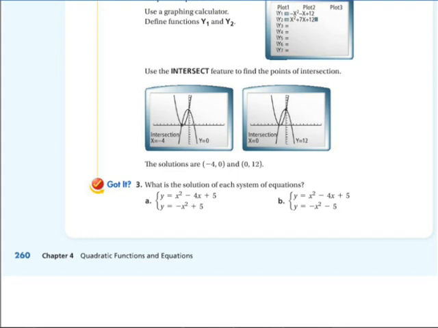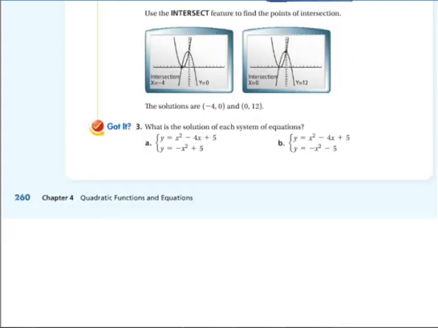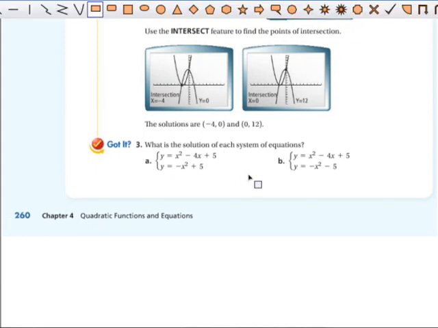What I'd like for you to do is see if you can get some answers to A and B here using either substitution or graphing. See if you can get some answers there. Go ahead and pause the video now, get some answers, and then I'll give you the correct ones.